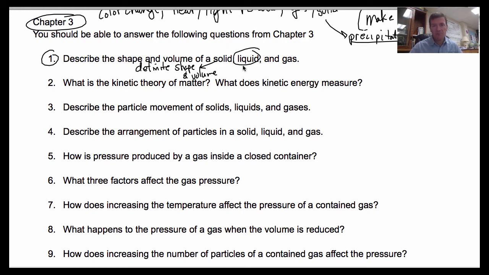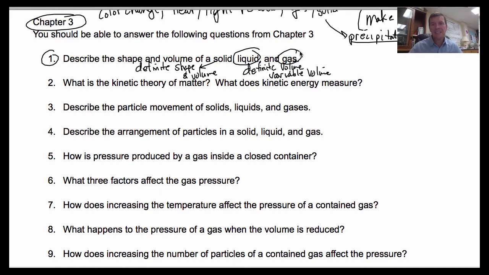A liquid has a definite volume, but it takes on the shape of the container. So a variable shape. You put it in one container, it takes on that shape. You pour it into a different glass, it takes on that shape. But the volume is going to be the same. It doesn't matter what glass you put it in, the volume of the water is going to be the same.